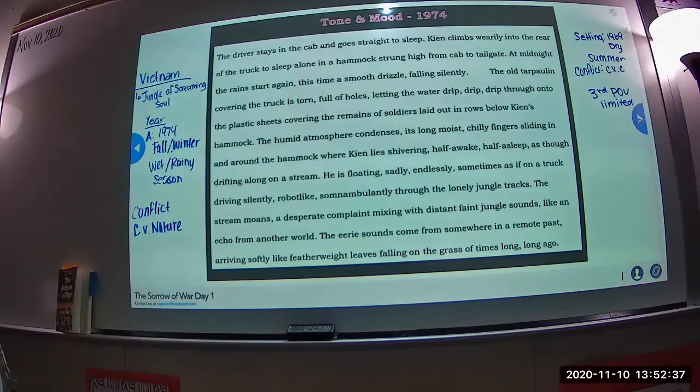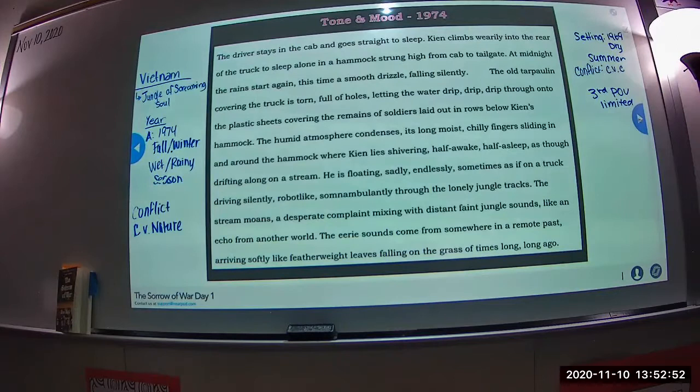The stream moans, a desperate complaint, mixing with distant faint jungle sounds like an echo from another world. The eerie sounds come from somewhere in a remote past, arriving slow, softly like featherweight leaves falling on the glass of times long, long ago.